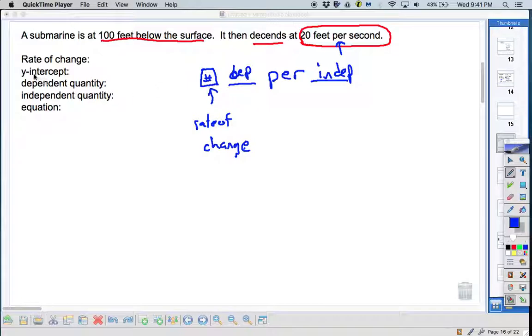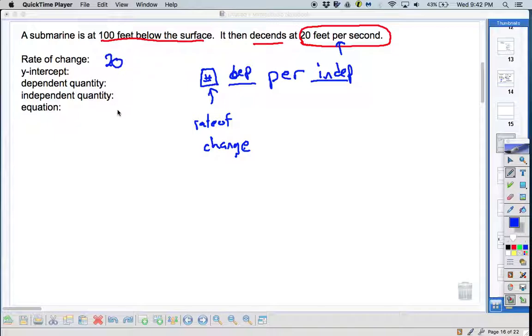So when we start doing this over here, we're just looking for this key information. And once you have these top four, everything else we're going to do is pretty much done already. We just have to put it together. So we need the rate of change. Well, we just found out that anytime we see this word per, we look for the number in front of it. In this case, the number in front of it is a 20, so our rate of change is 20.